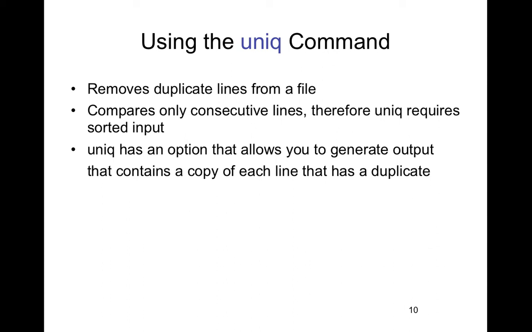It compares only consecutive lines, therefore uniq requires sorted input. So you have to sort it somehow before piping to uniq. Uniq also has options that allow you to generate output that contains a copy of each line that has a duplicate. So it finds the duplicates.